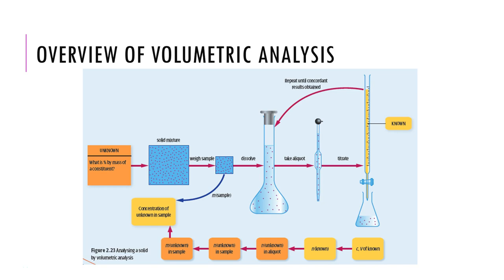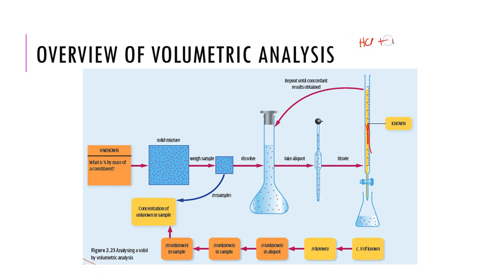So this is another way of looking at it. We have an unknown sample that, if it's a solid, we'll weigh out and dissolve into our conical flask, take an aliquot of that mixture, and titrate against that. From that we can use the concentration and the volume of our known solution to work out the number of mole that was delivered from the burette into the flask, if we know the equation.